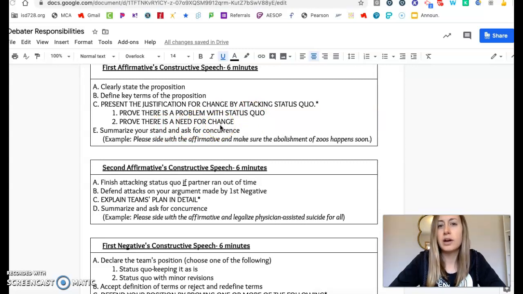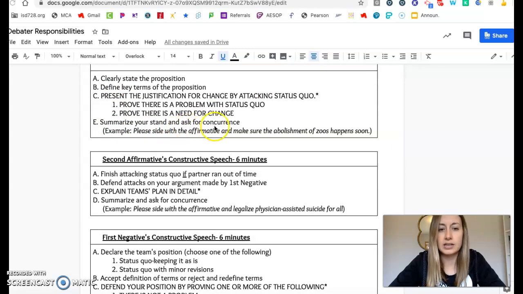The debate will not go anywhere unless you can prove that there's a problem. This is the most important part, especially to start off the debate. So you have to be able to say, there's an issue, there's a problem with the current status quo and the current state of things. That is the most important part of the first affirmative's constructive speech. Then summarize your stand and ask for concurrence.